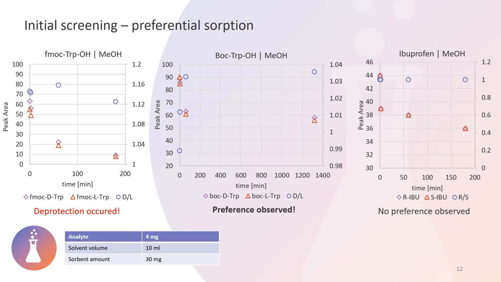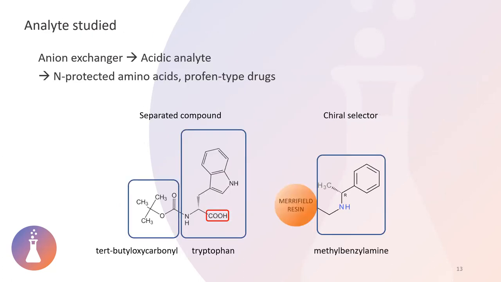And as you can see, the only preference in sorption we observed was with this butyloxycarbonyl tryptophan derivative. So further, we went with that. You can see the molecule. This is the part of the tryptophan with the exposed carboxylic group that will again be negatively charged in a certain environment. And there's the protecting group, the tertiary butyloxycarbonyl. This is our methylbenzylamine bound to the methyl resin.